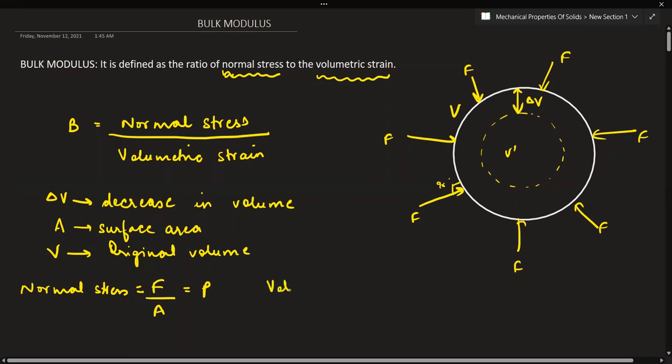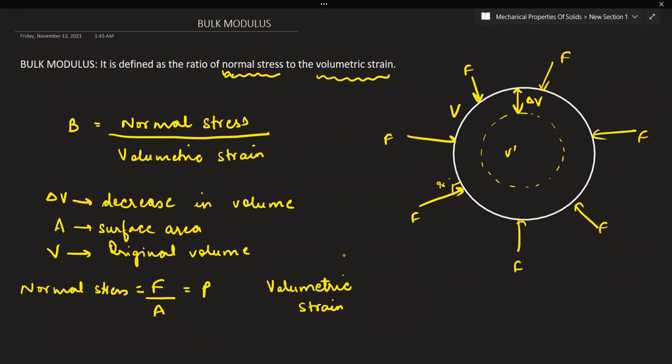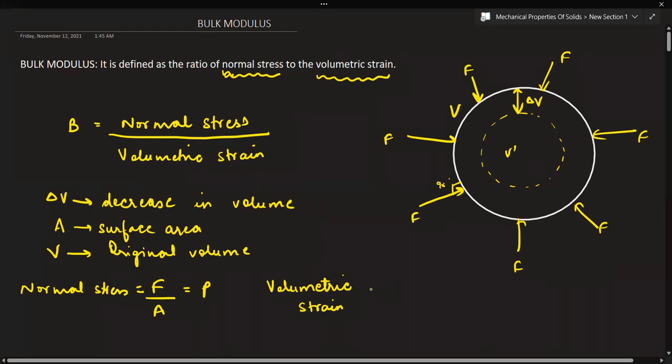And let's see volumetric strain. Volumetric strain is basically change in volume divided by original volume. So by looking at all the dimensions that are given, can you tell me what should be the volumetric strain? Yes, delta V by V. The change, or the decrease, in the volume divided by the original volume. So delta V divided by V is the volumetric strain.